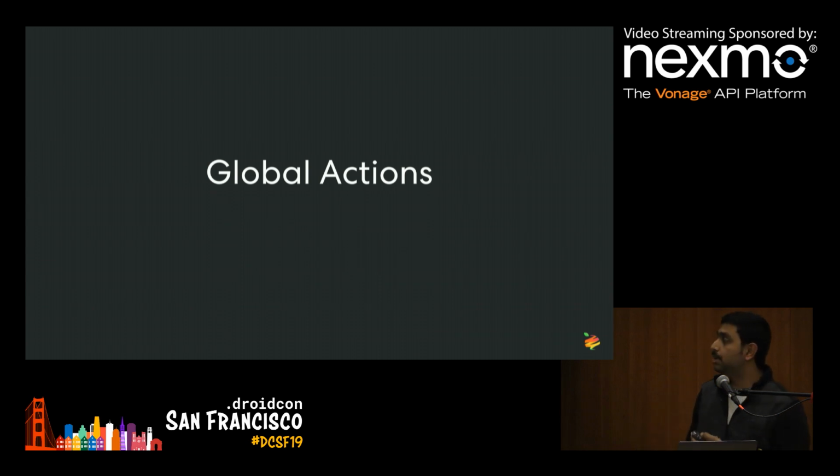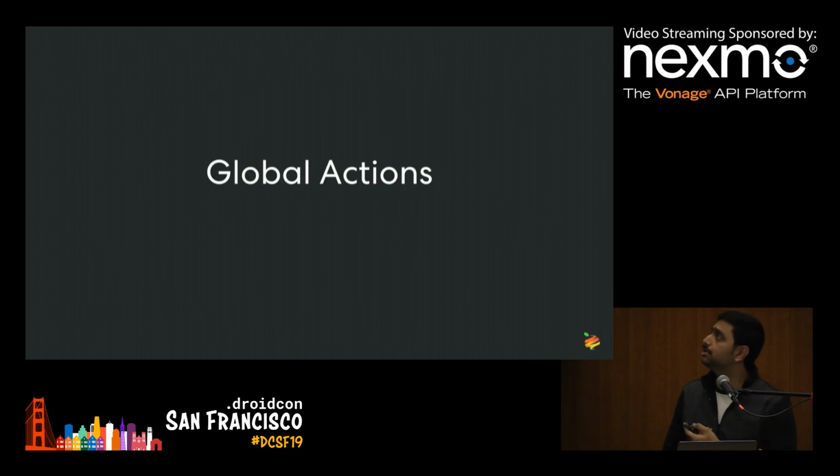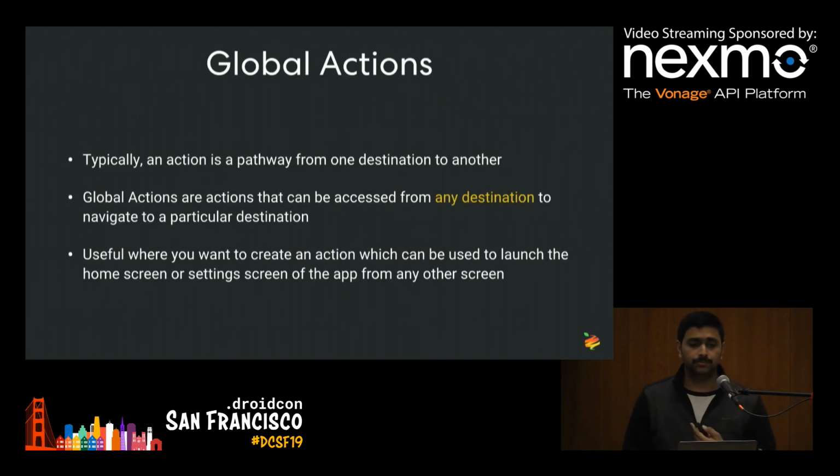But before that, global actions. As I said, actions are typically used to open up a destination. The action that we saw here is nested within another destination, right? Instead of that, there are cases where you want the destination to be reachable from all other destinations. You don't want a one-to-one, you want an N-to-one connection for that destination. This is the case where you want to open up a settings page or a home page or your login page from any screen of your application.